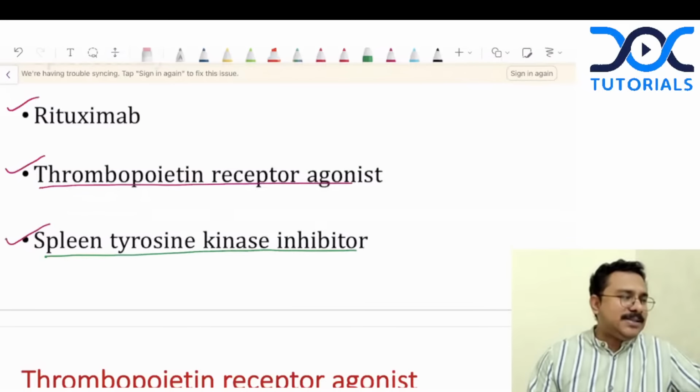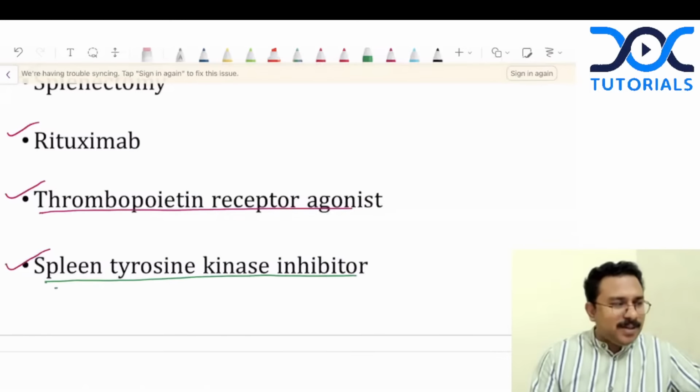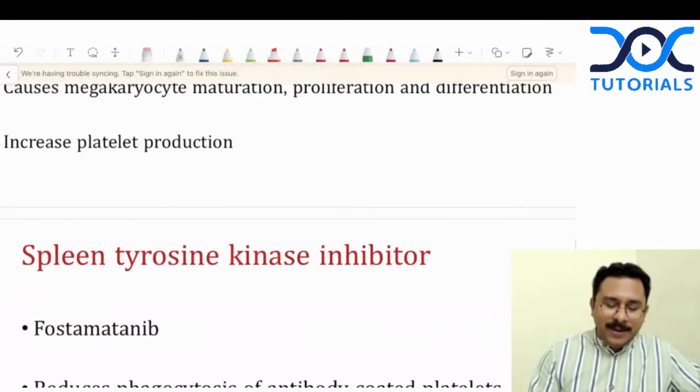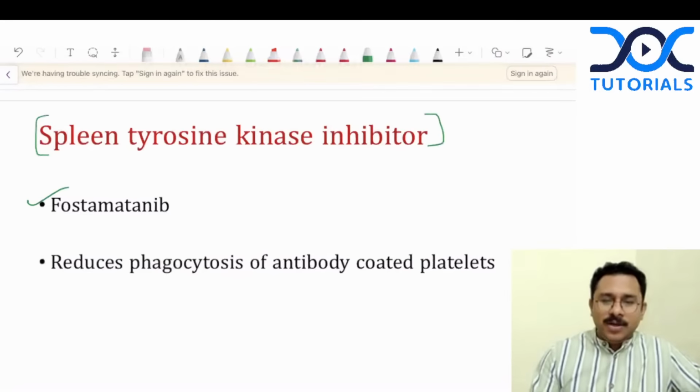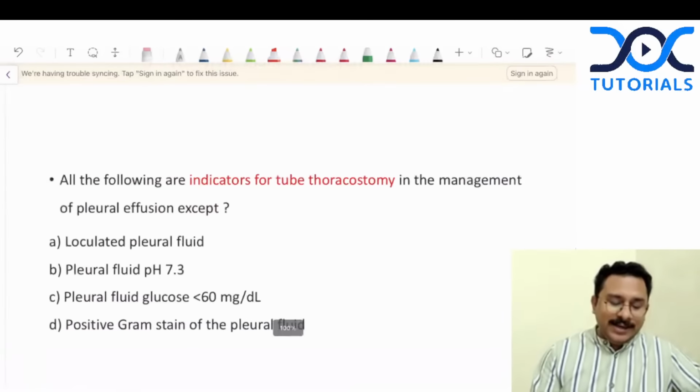Let me see if anybody is able to answer that in the comment section. Can you answer? Anyone? Fatima, Anuj, what is the spleen tyrosine kinase inhibitor used in case of ITP? It is fostamatinib. The spleen tyrosine kinase inhibitor is fostamatinib, which will reduce the phagocytosis of the antibody-coated platelets. Okay, right. Let's go to the next question.